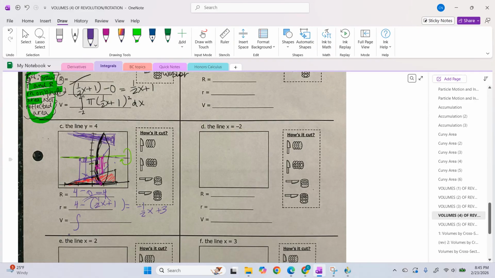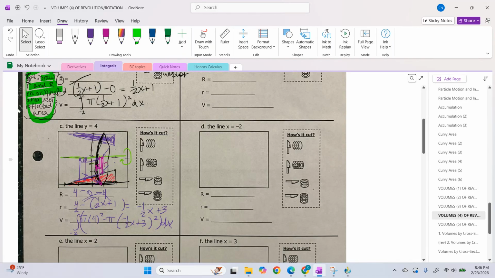All right, so let's do a volume. My cylinders start at -2. They go up until 2 still. And I'm going to do pi big R squared minus pi little r squared, negative 1/2 x plus 3 squared, all dx. And I'm going to put parentheses there.